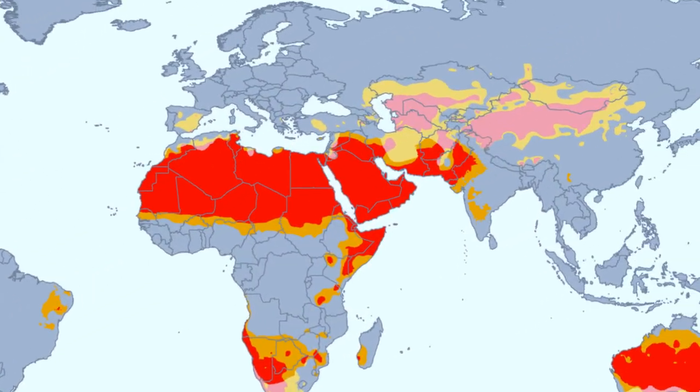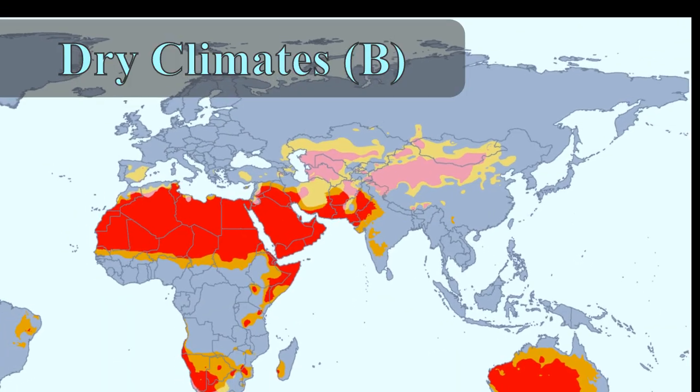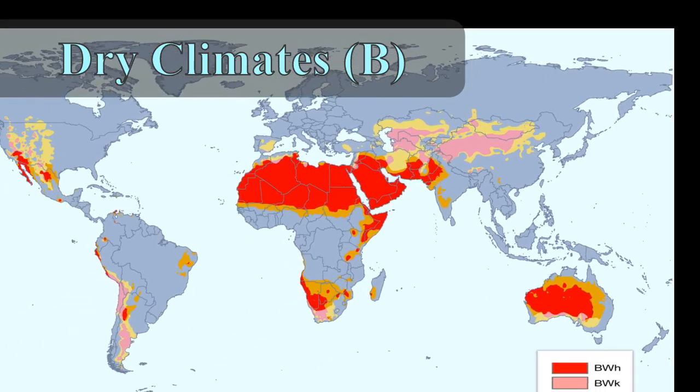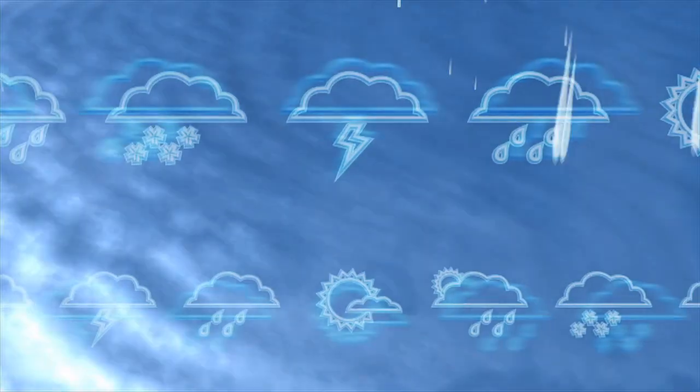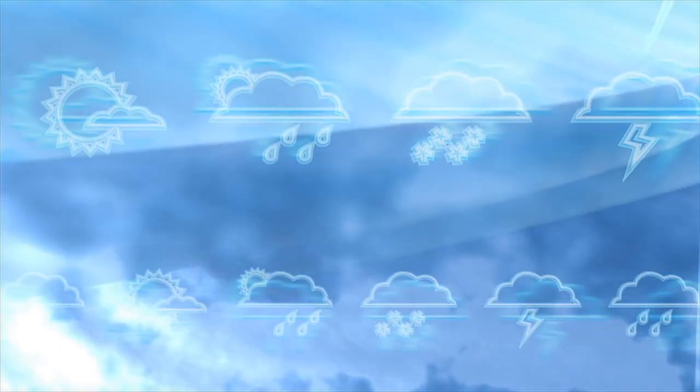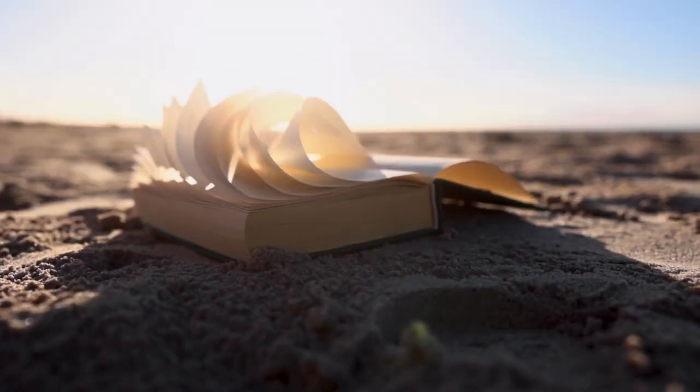From the scorching Sahara to the frigid Gobi, Earth's Group B climates tell a story of atmospheric physics, geographic positioning, and remarkable adaptation. They remind us that understanding climate systems isn't just academic, it's essential for our future on this planet.